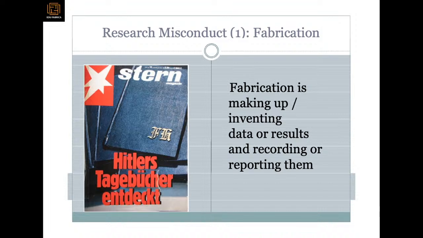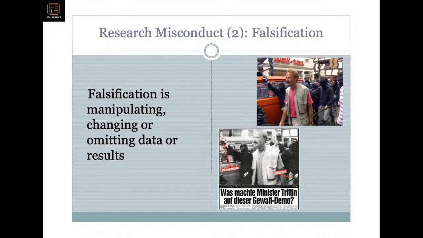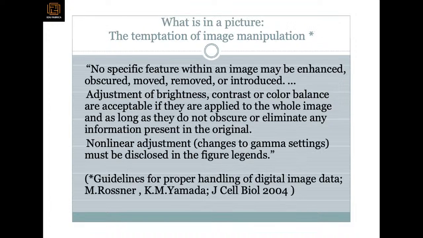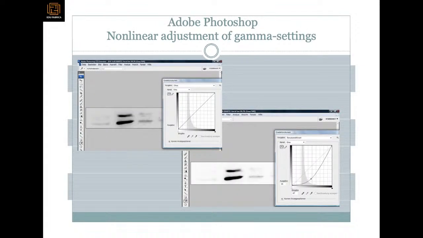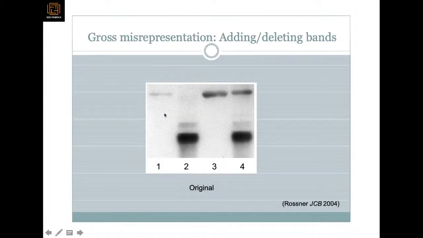Research misconduct in fabrication is making up or inventing data and recording or reporting them. Falsification looks like this: the Prime Minister was not with the people, but they published this picture showing him with the offenders also. This is how falsification is done. It was shown that with just color balance and nonlinear adjustment they did that last year. In the same way with Western blot data, people tend to adjust the gamma settings and increase the intensity of a protein.